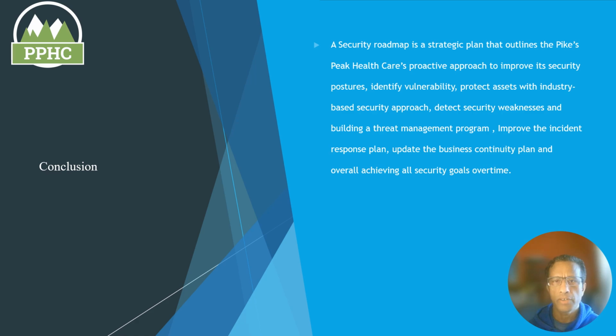In conclusion, the security roadmap is a strategic plan that outlines Pikes Peak Healthcare's proactive approach to improving its security: identify vulnerabilities, protect assets with an industry-based security approach, detect security weaknesses, build a threat management program, improve the incident response plan, update the business continuity plan, and overall achieve all security goals all the time.